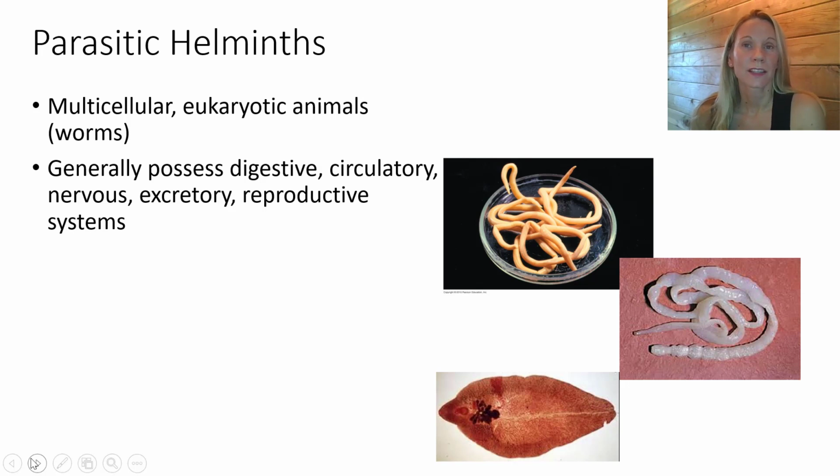Sometimes we have a separate male and a separate female who reproduce sexually. Other times we have what are called hermaphrodites. That means the worm has both male and female reproductive organs in one animal, and therefore it can self-fertilize.